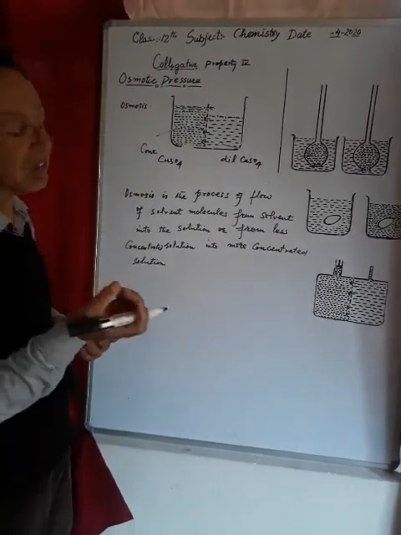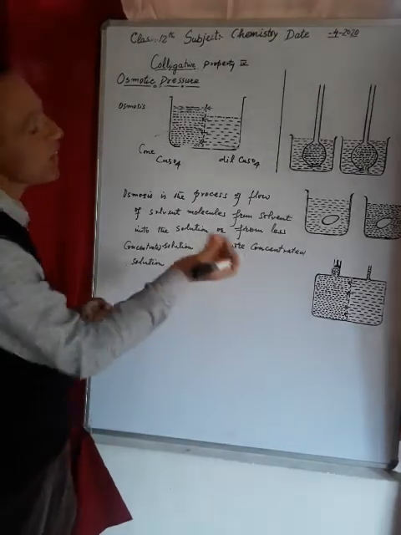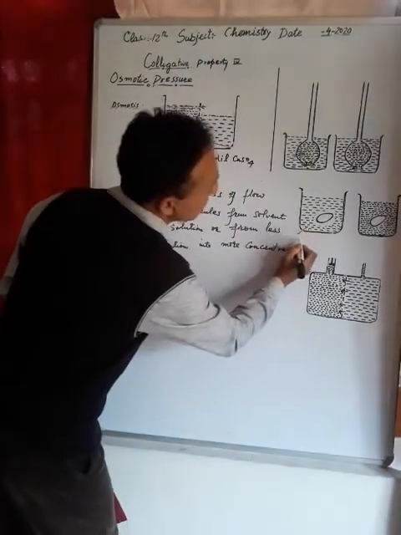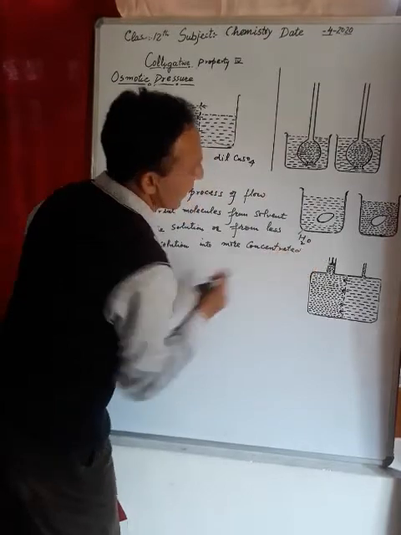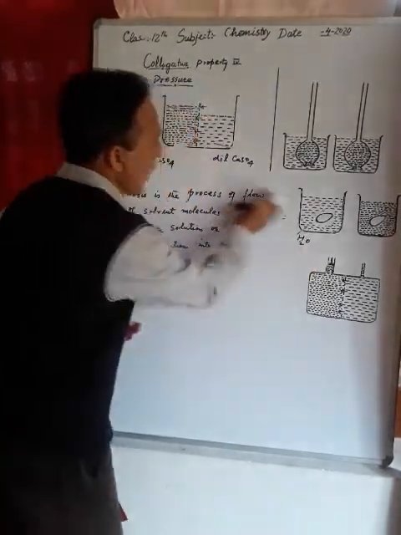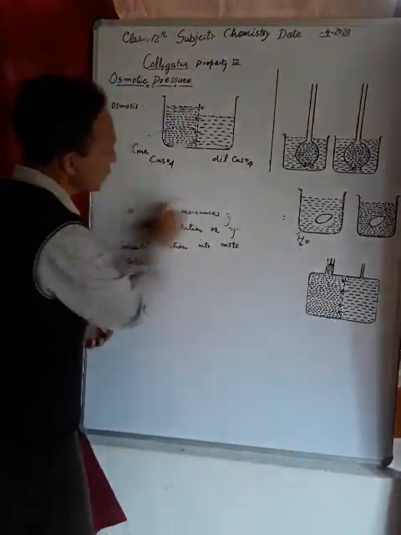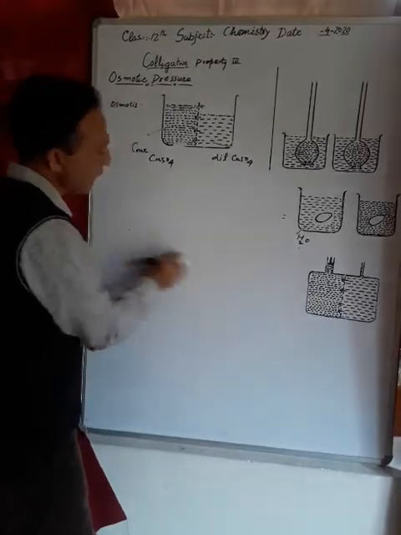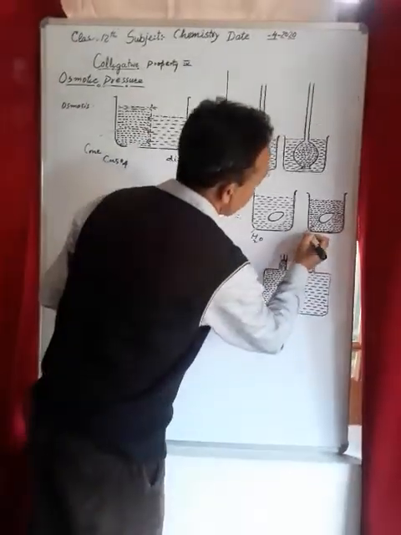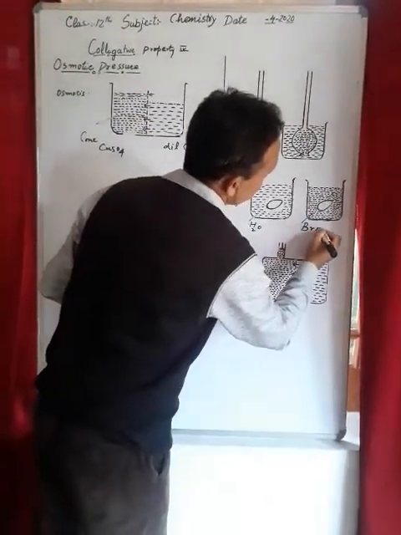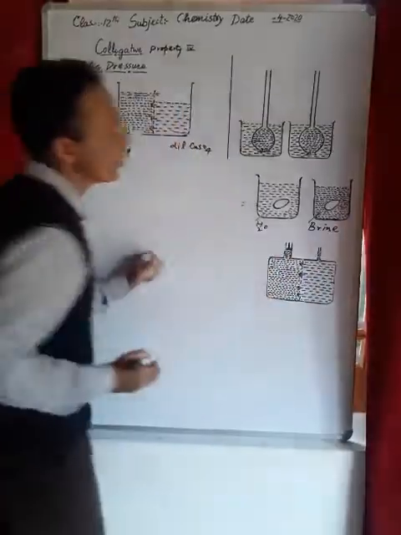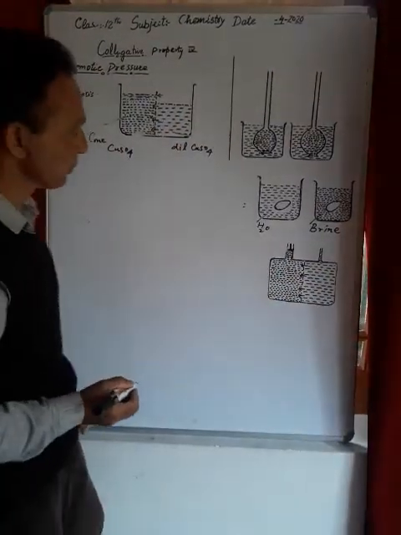Now we will take one egg and put it into water, and the other egg we will take in a beaker in which we will take brine solution. Now what is brine? It is a solution of sodium chloride, a salt solution.